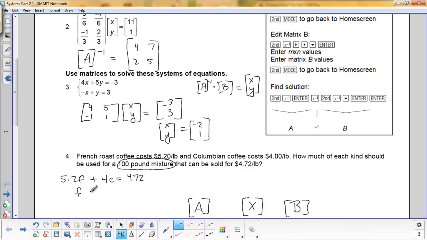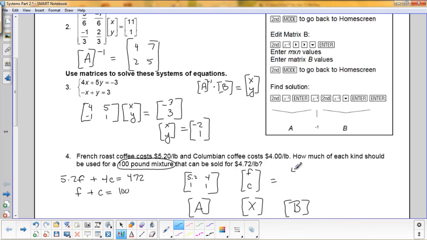The total amount of pounds of French roast and Colombian roast is going to be 100 pounds. And now I'm going to use these variables, even though they're for the next problem, to help me structure my matrices. So that's 5.2, 4, 1, and 1. This is not going to be X and Y this time because it's a real-life example, so I'm going to use F and C.